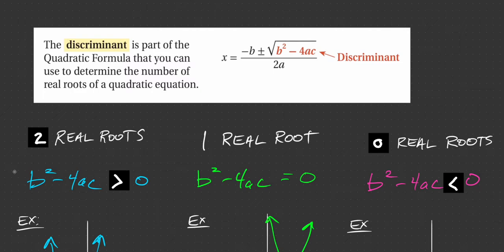So these are much faster because it's not the whole equation. We're just doing the inside of the square root. The inside of the square root is called the discriminant.